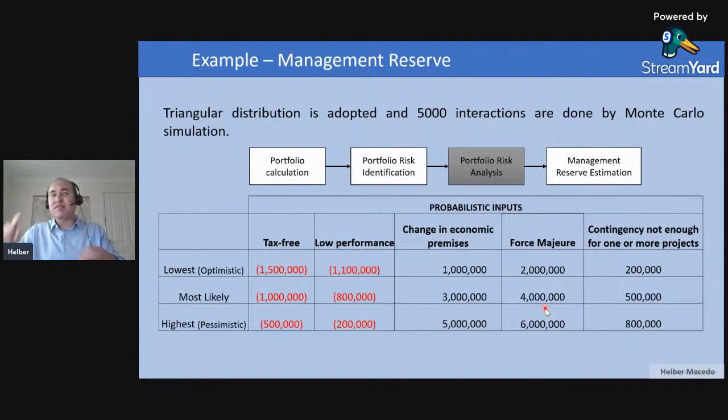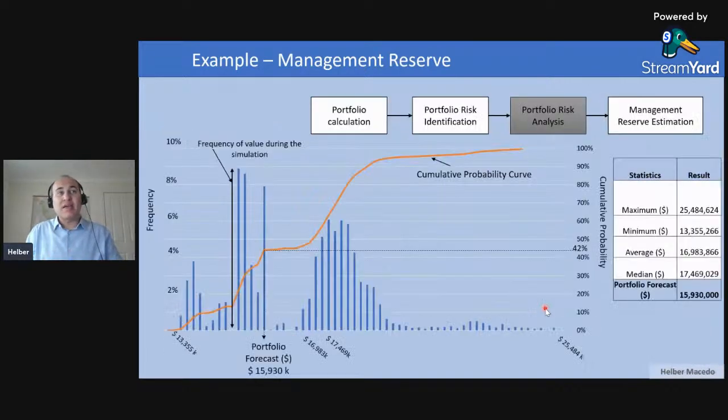Again, I am using the triangular distribution, and then I will run 5,000 interactions, 5,000 simulations, and then I will see what my curve will be. And here is my curve. You can see again the blue column is the frequency of that value in the 5,000 simulations. And you can see here as well my portfolio forecast. So the total money that I have for my project, when I look at the orange curve, for 42% of the simulations, for 42% of the scenarios, I have enough money to execute my project.